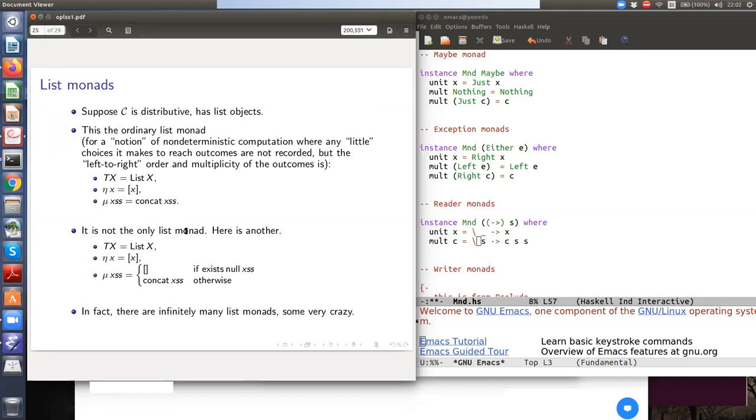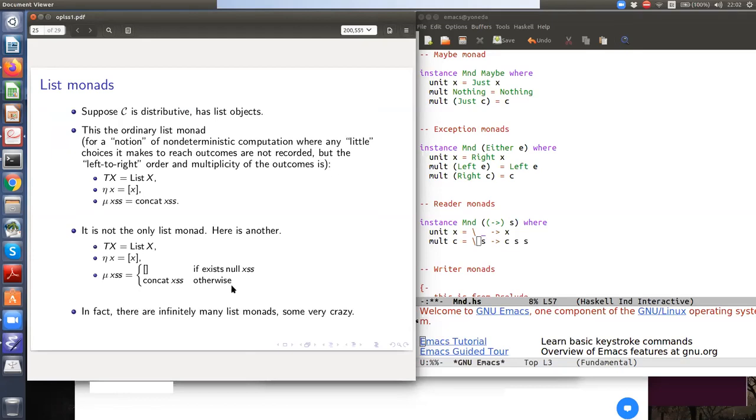But this is not the only list monad. You could easily do other things. So for example, you could still say the unit gives you the singleton list. But if you've got a list of lists, then you don't always concatenate them. You first check if any of the inner lists is empty. And if that's the case, then the whole result will be empty. If none of the inner lists in your list of lists are empty, then you concatenate them together. And I invite you to check that this meets the quality criteria of a monad. It satisfies the laws.